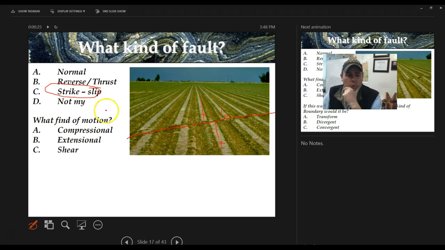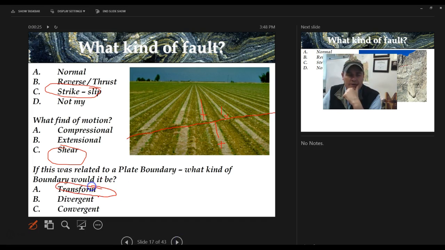Okay, what kind of motion would this be? Now we know compression would be going to make it smaller and have the hanging wall go up to the foot wall, whereas extensional means it's going to go the opposite direction. So this is shear. Okay, and if it was a plate boundary, this would be a transform boundary, right?